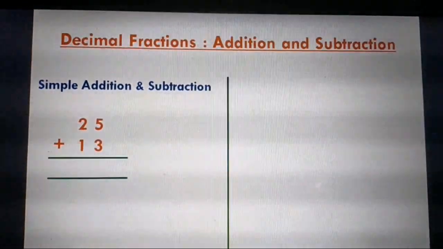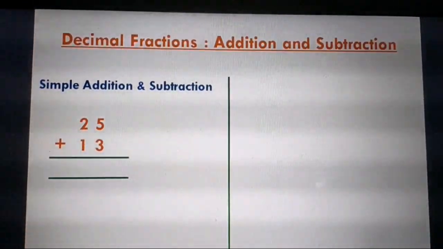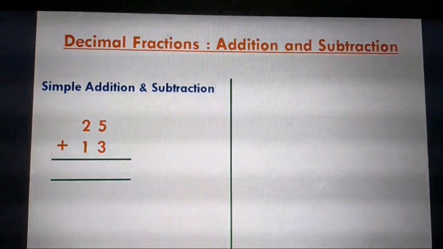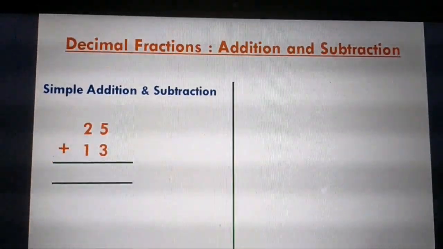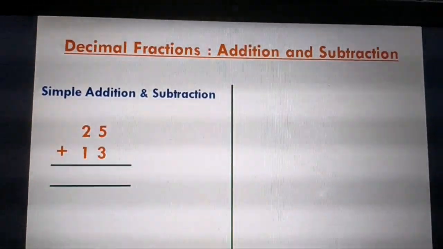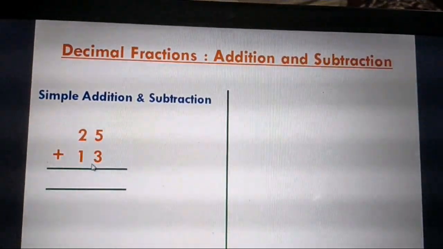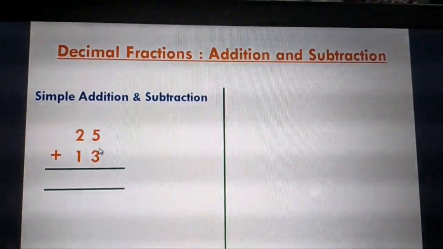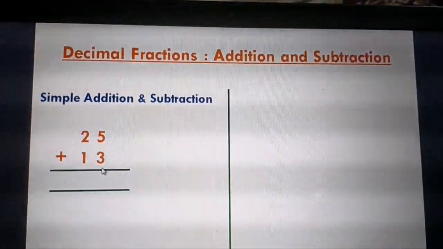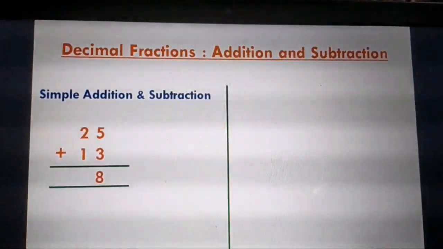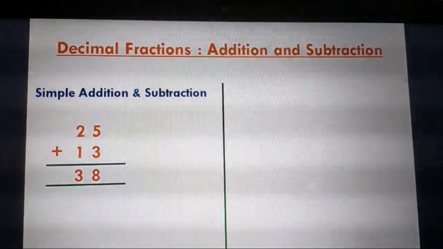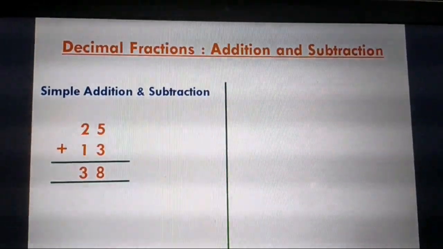Correct? So before we start decimal fractions, let me explain how to do simple addition and subtraction. See, one example is given. How to add 25 plus 13? We know very well. 5 plus 3 is 8, and 2 plus 1 is 3. Right? This way we will do the addition work.